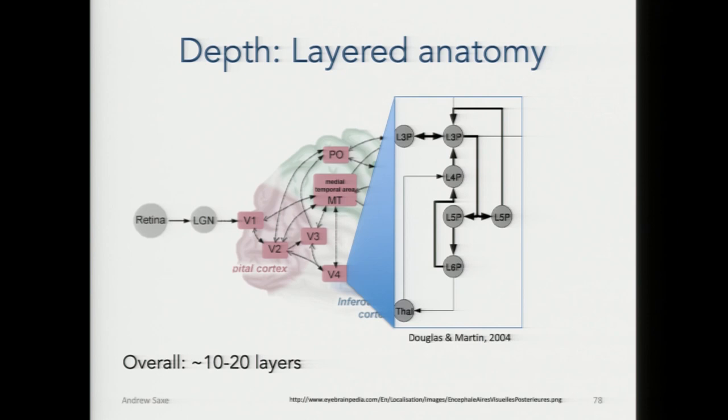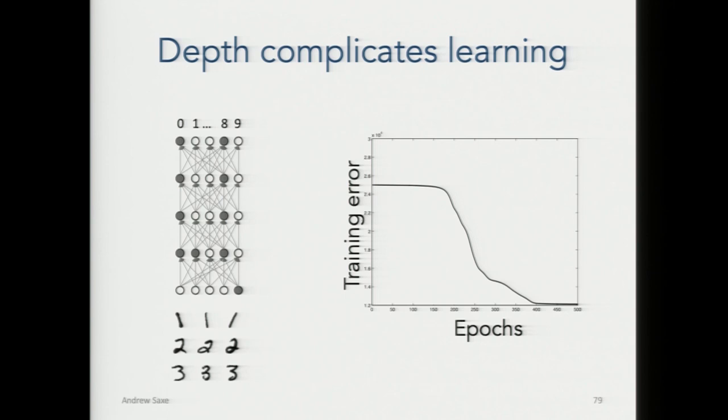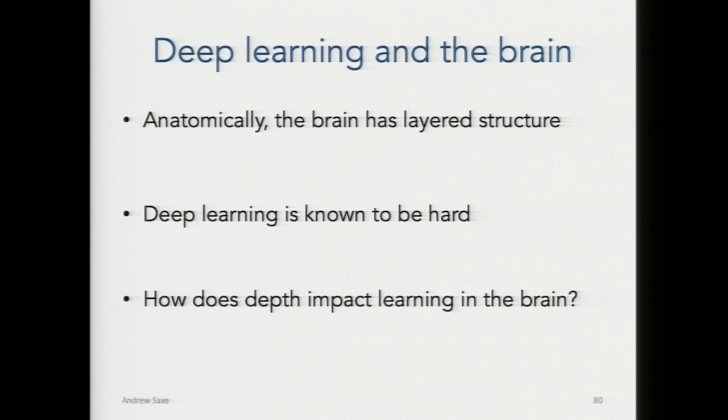And we know from the computational sciences that depth complicates learning, right? So if you train one of these networks on a digit recognition task, then as I mentioned before, you can see a much more nonlinear decrease in error over time. So I think to the extent that you believe that the brain has this structure, and to the extent that you agree that deep learning is hard, then we should be wondering how depth is impacting learning in the brain, right?